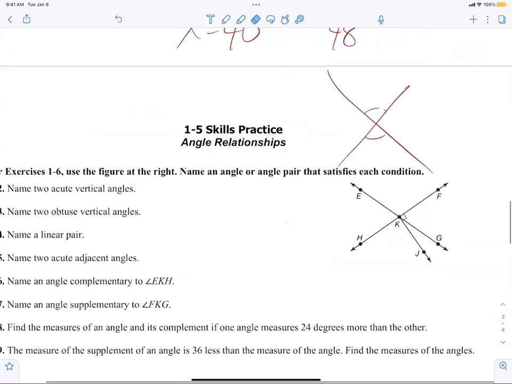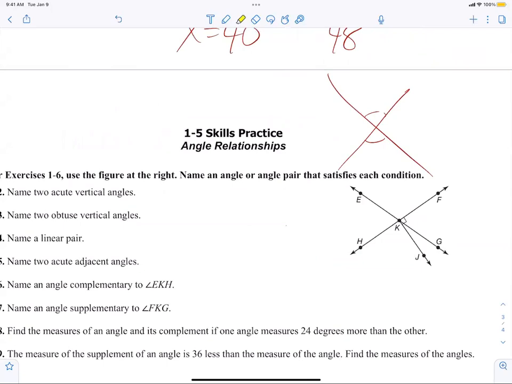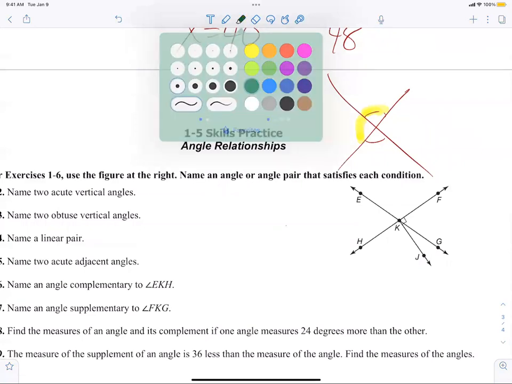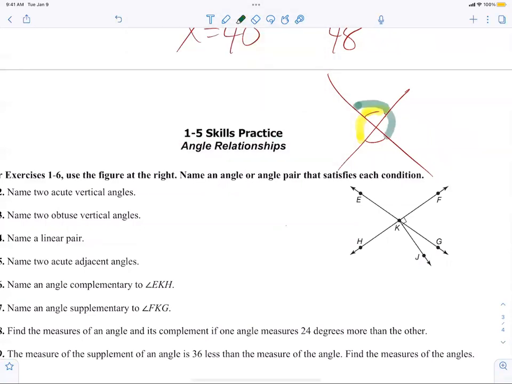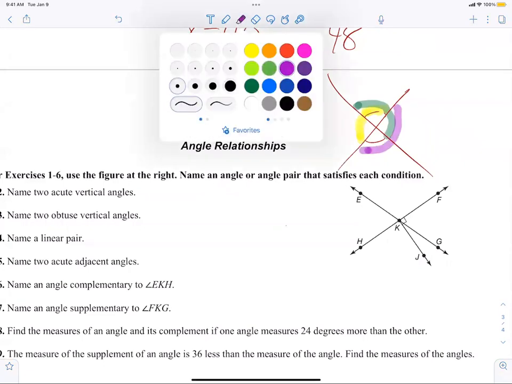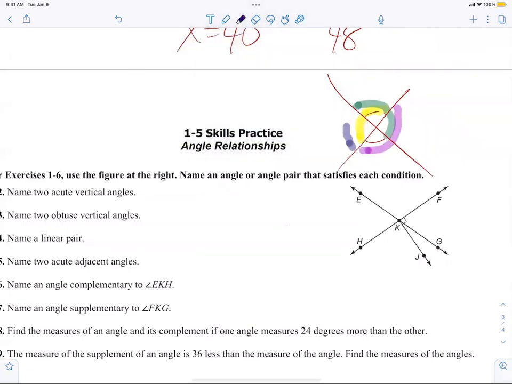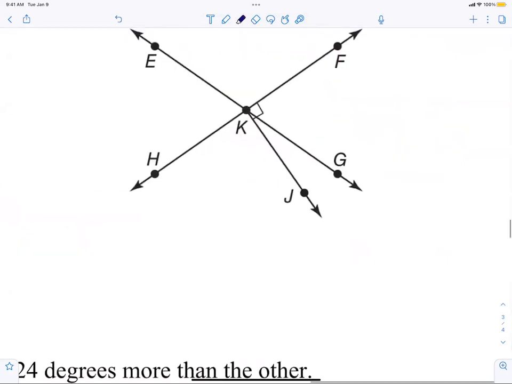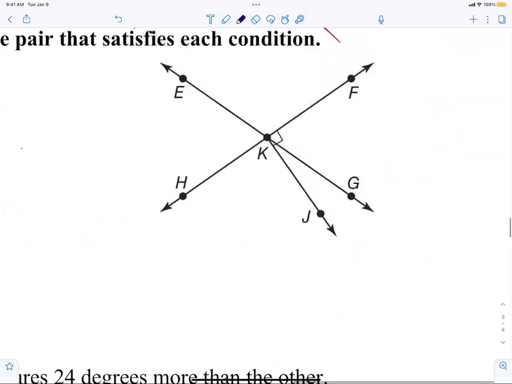So for example, up here, guys, on my X, this angle and this angle form a linear pair. These 2 angles form a linear pair. These 2 angles form a linear pair. And these 2 angles form a linear pair. Agreed? So now someone give me 2 angles that form a linear pair on this figure here.